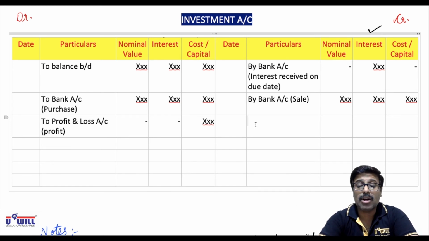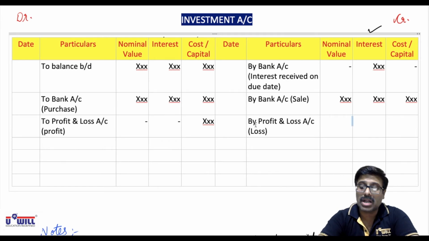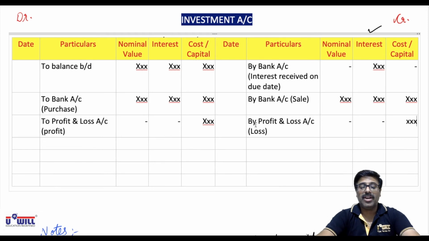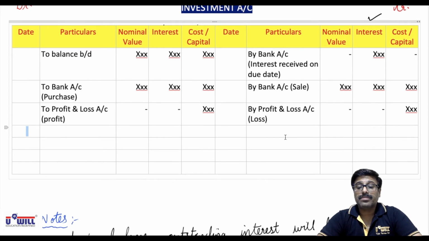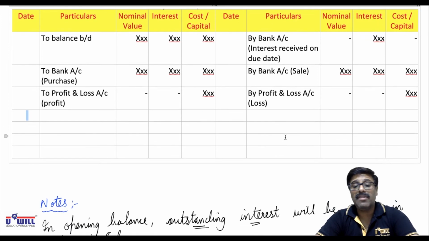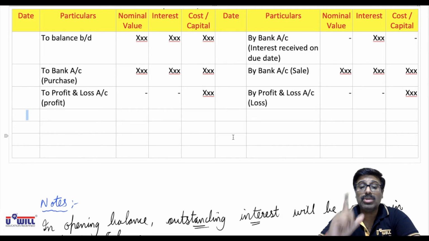To investment account means, in the investment account, we will write on the credit side "by profit and loss account" (in brackets, loss). This amount will also come only in the column of cost or capital. So profit or loss will be recorded only in the cost or capital column. Now, after this, we will do the balancing. Now, how to do the balancing? That is also important. Understand it.